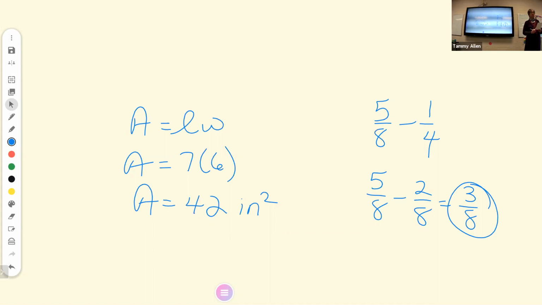Nobody wrote it in grams? Not quite? 1100. The decimal point would move over 3 places. Okay, 1100. Questions? All right, please get that recorded and put away.